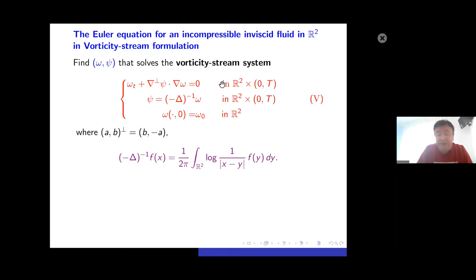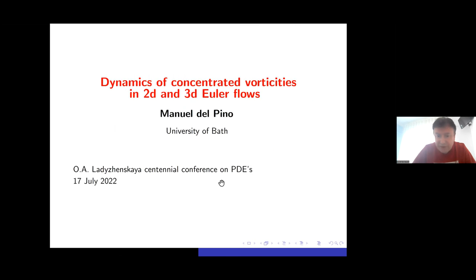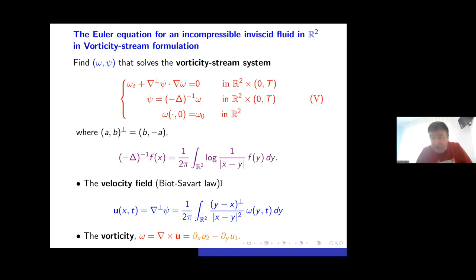The Euler equation, expressed in vorticity form for an incompressible flow, is this equation that I will call V in what follows. It's a transport equation with a potential driven by the Newtonian potential of the unknown, which is the vorticity. So Laplace inverse, I mean the Newtonian potential, in what follows. And the velocity field, if you want to recover the usual form of the model, is simply the gradient perpendicular of the Newtonian potential given by this formula.